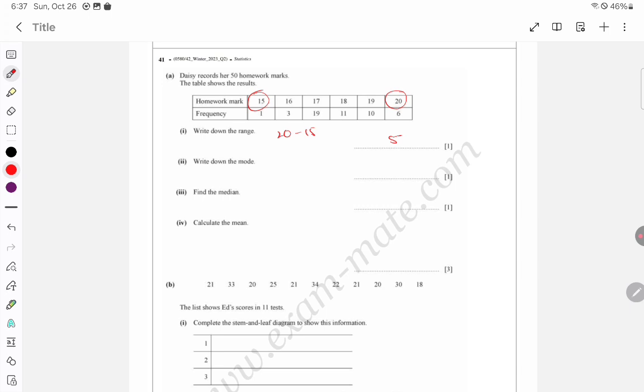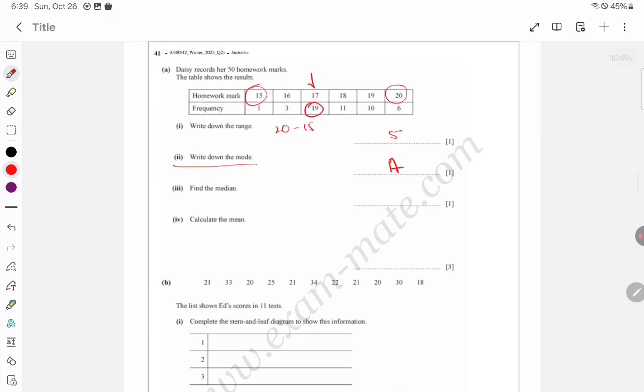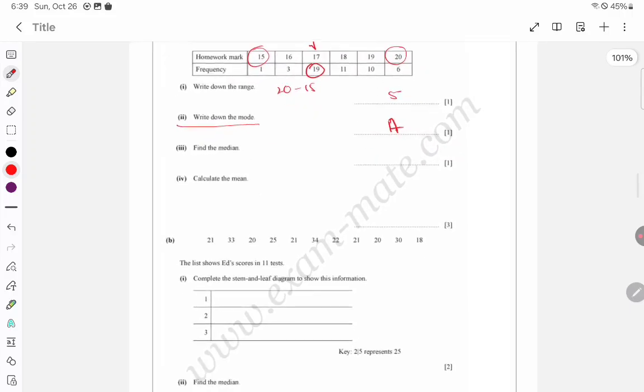So write down the mode. The mode is the highest frequency. So if we look at the highest value, for the mode highest frequency, 19 is given, for which the homework mark is 17. So this is the highest frequency.